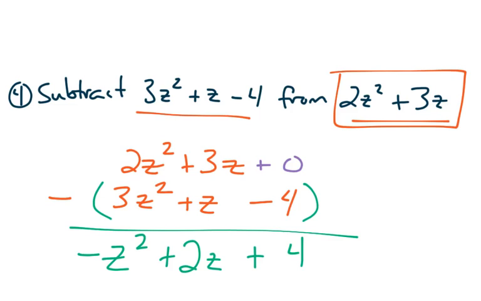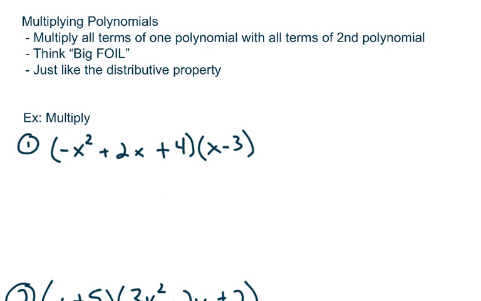Hopefully adding and subtracting makes sense to you. It's not that difficult. It's just a matter of combining like terms and making sure we stay organized with our signs. Multiplying, though, not much more difficult. It's kind of an extension of the FOIL method. Okay, so when we're multiplying polynomials, we multiply all the terms of one polynomial with all the terms of the second polynomial. We can think of this as big FOIL or the distributive property, different ways to think about it, but we're all going to be doing the same thing in the end.